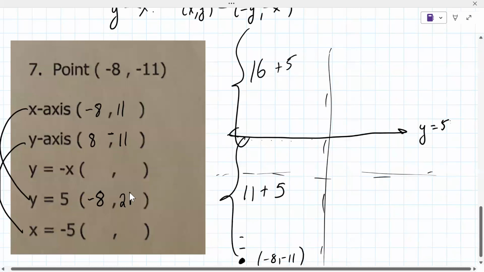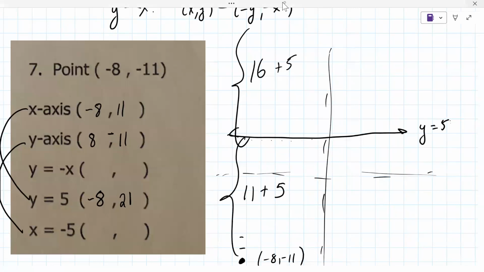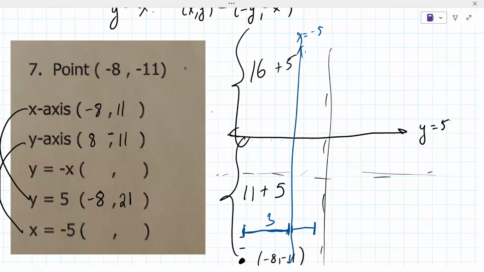For x equals minus 5, it's kind of the same thing. I'll do it in a different color here. There's x equals minus 5. There's that right there. So how far away is it from minus 5? 3. Then you've got to go 3 more to the right of minus 5. Where does that get you? You're going right. You're at minus 5, and you're going right 3.